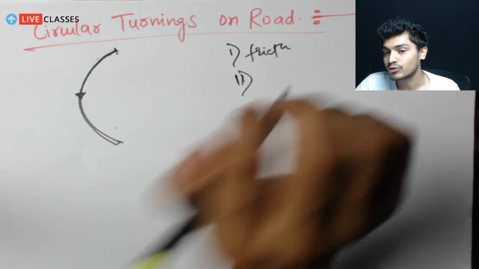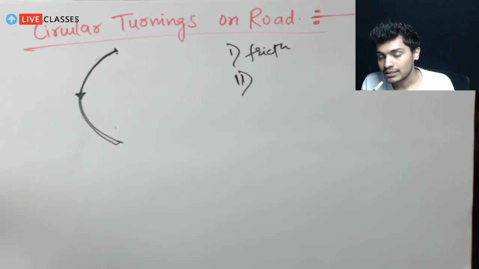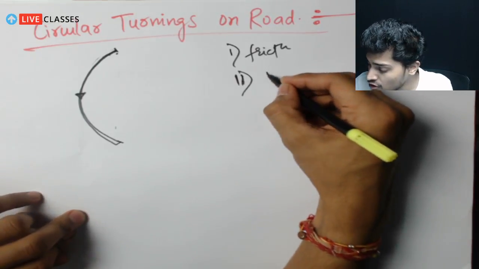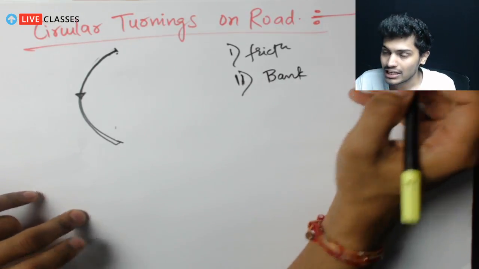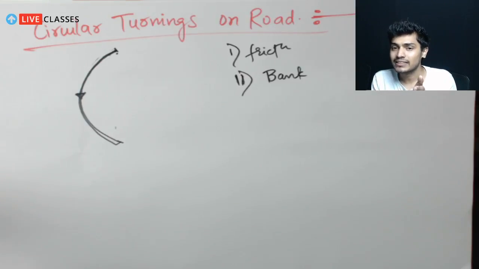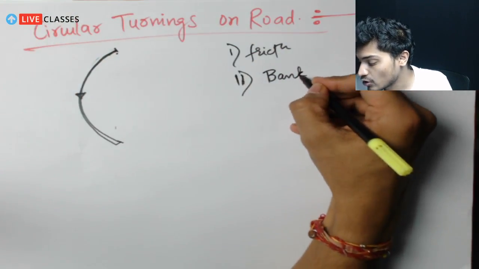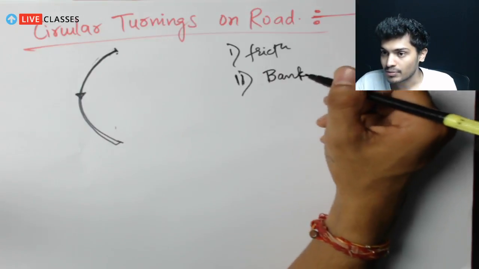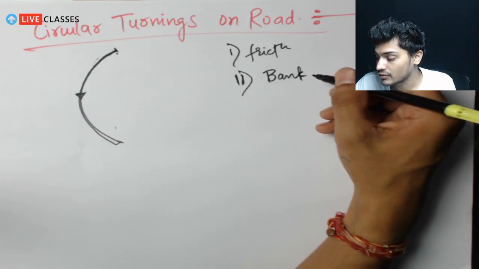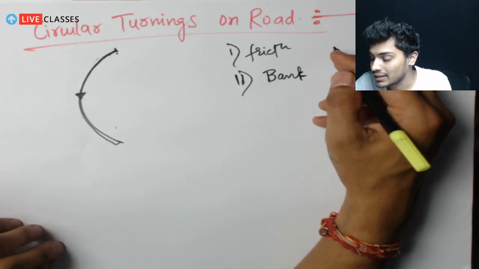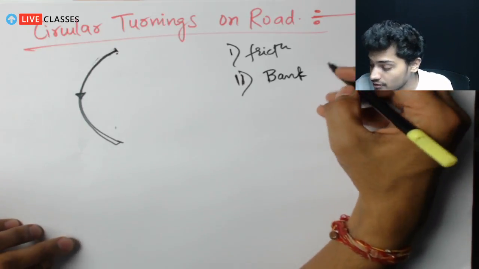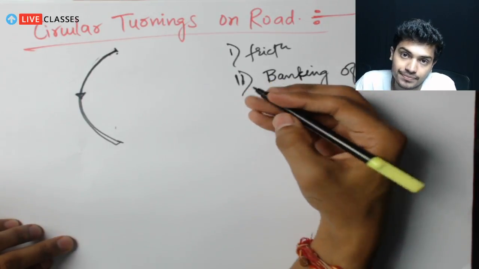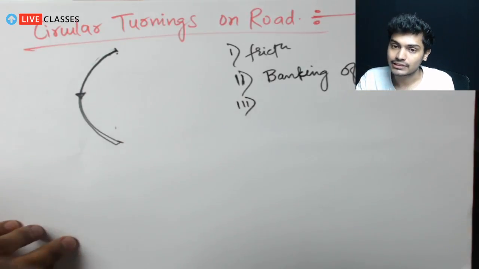In that case, we will have to bank our roads, that is, we will have to tilt our road. So through banking of roads, we just have to incline our roads at an angle theta with the horizontal. In that case also we will get some centripetal force. In the later part we will see exactly which force will be providing the centripetal force to us. So through banking of roads also we can get centripetal force in order to cover this circular track.